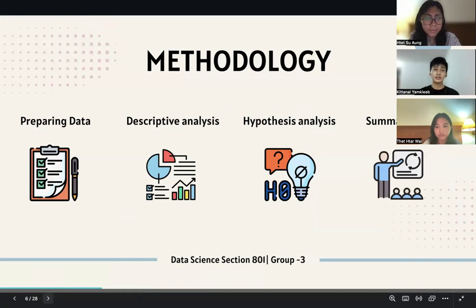On methodology, first we prepare the data and then we use that data to find insights from descriptive analysis. And then we will create a hypothesis and analyze it. And finally, we will summarize the data by combining the two analyses together.